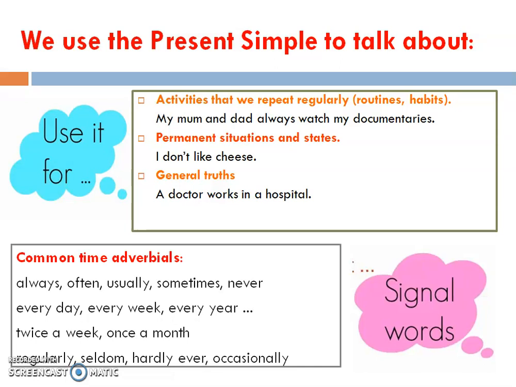Common time adverbials used with present simple are the adverbs of frequency, like always, often, usually, etc. Also the time expressions every day, every week, every year, or said differently, weekly, annually, twice a week, once a month or monthly, regularly, and so on.